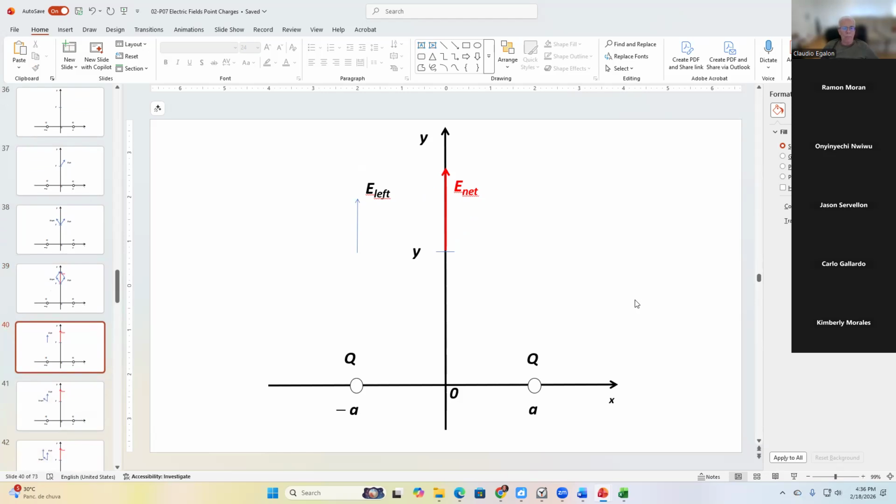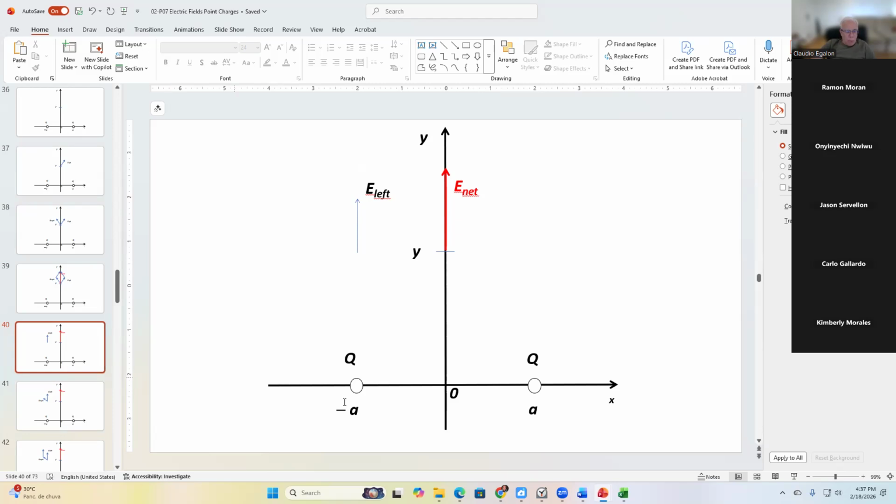And there is more. If I want to find out the electric field elsewhere, the electric field here along the y-axis is easy, right? Because we're dealing with equal charges, because we're dealing with distances that are the same. But if we try to map the electric field elsewhere, outside the y-axis, it's going to be a little bit more difficult. And that's what we are going to do now.